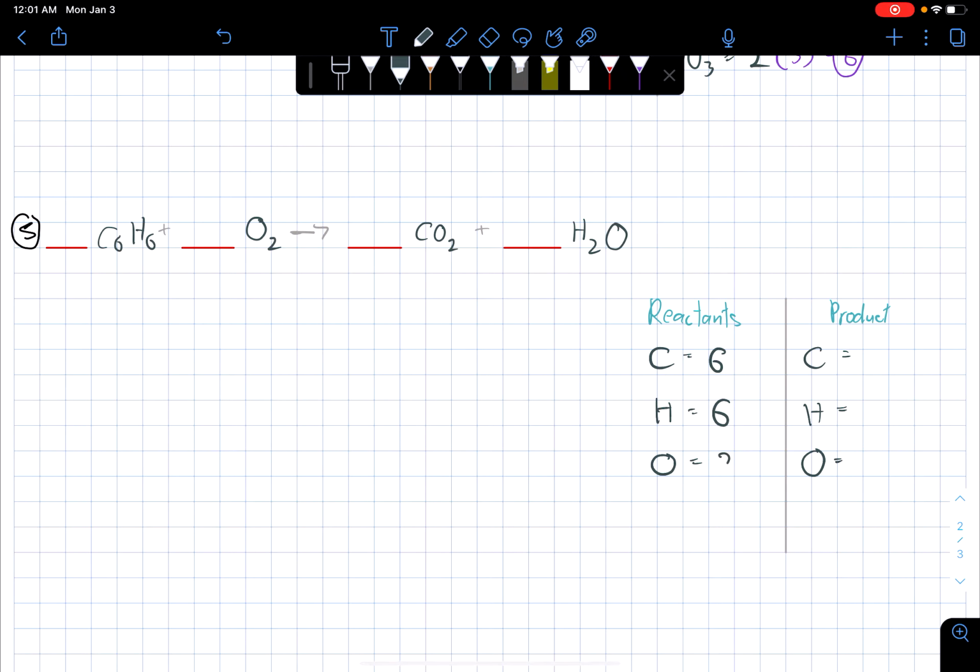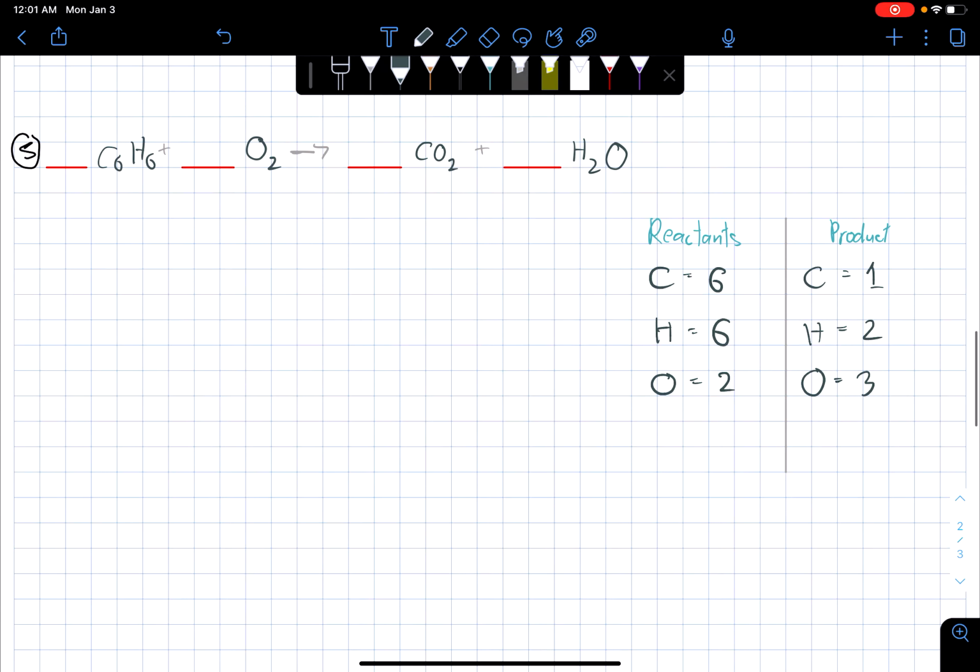We do have 2 oxygens also. At the product side, we have 3 oxygens, combine O sub 2 and O sub 1. 2 plus 1 is 3. For hydrogen, we have 2. Carbon, we have 1.